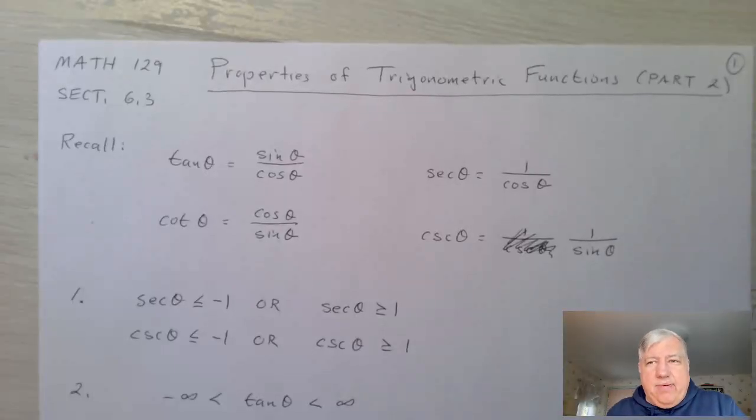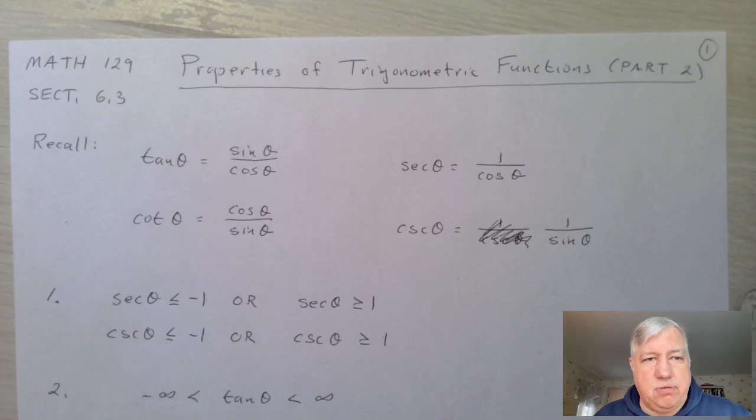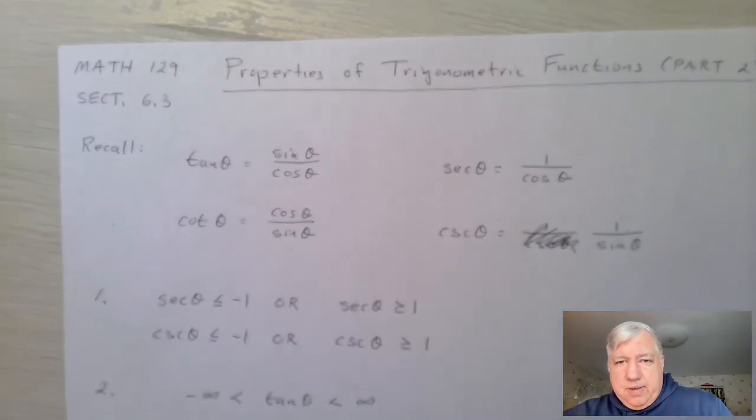Okay, welcome back everybody. So we are going to finish this rather large section 6.3 on properties of trigonometric functions. In the last video we talked about the sine and cosine. Now we're going to talk about the other ones, the tangent, the secant, the cotangent, and the cosecant.